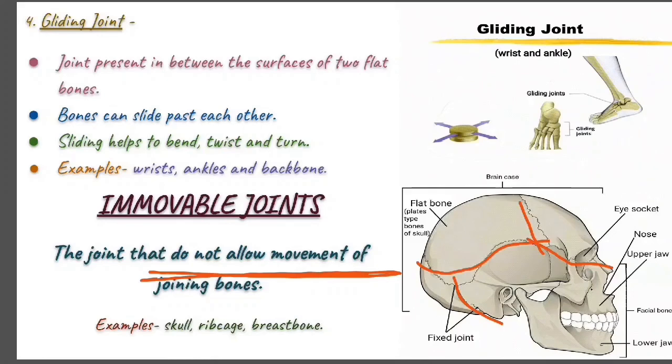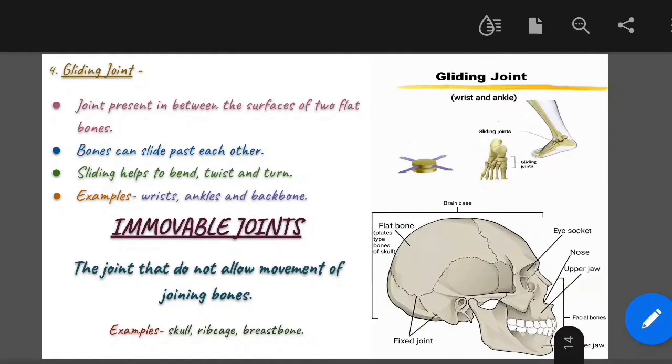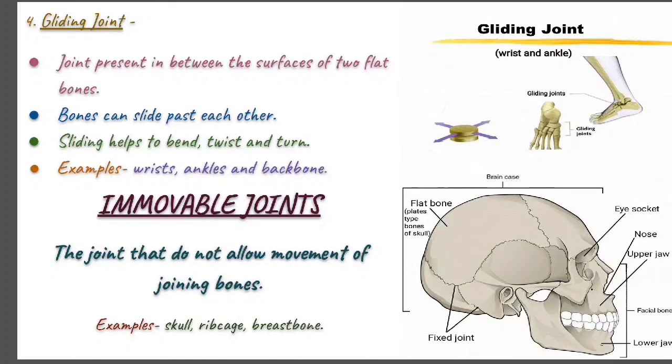The examples here are your skull, rib cage and breastbone. The rib cage is also an example here. All the bones in your rib cage protect your organs, but they are not moving. And this is all about immovable joints.